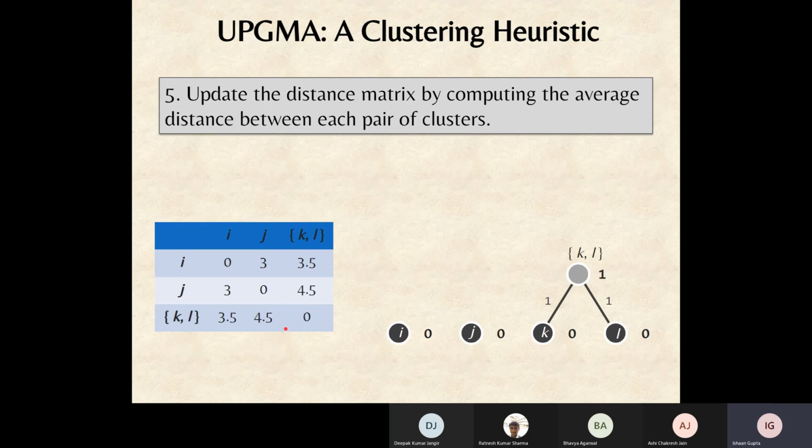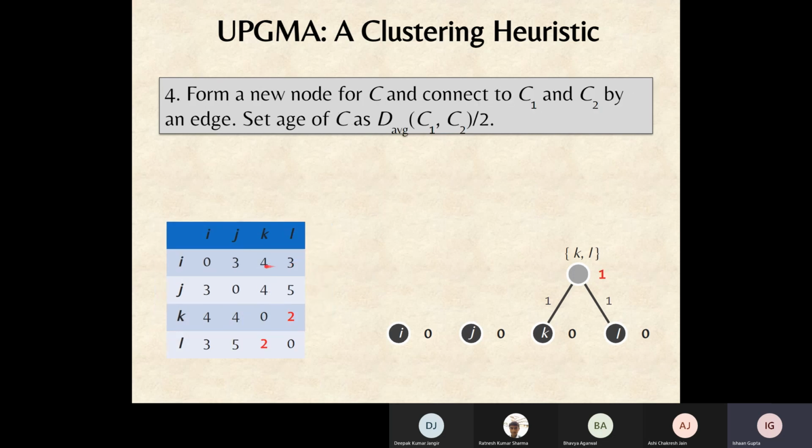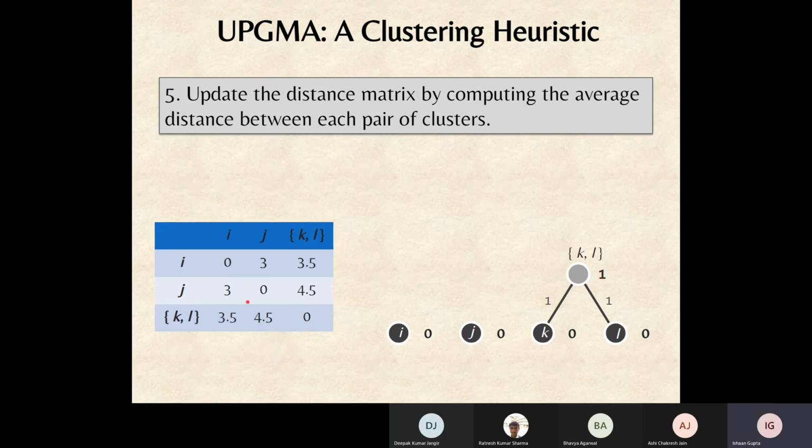How does it look? You take the arithmetic mean of these two columns, so it's 3.5. You take the arithmetic mean of these two columns; K and L are combined now. You take the arithmetic mean of this and this, so it becomes 3.5. I and J remain the same. This is how you update the columns. Now you iterate over this.